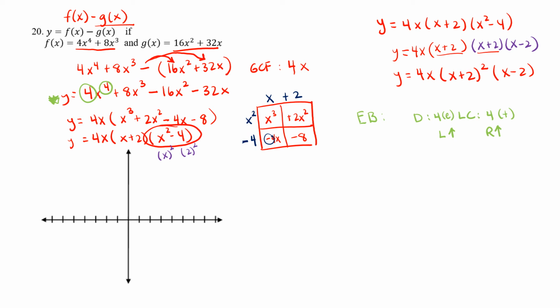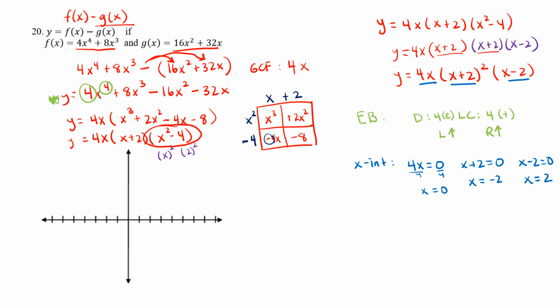Okay, the second part, what are the x-intercepts? Find the x-intercepts. You set each of the independent factors equal to 0, so we're going to say 4x equals 0, x plus 2 equals 0, x minus 2 equals 0. This gives us an x-intercept at positive 2. This is at negative 2, and this last one, divide by 4 here, you get an x-intercept at 0. So we have 3 different x-intercepts.